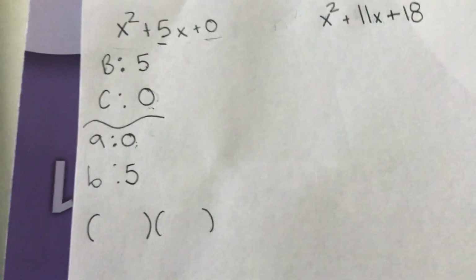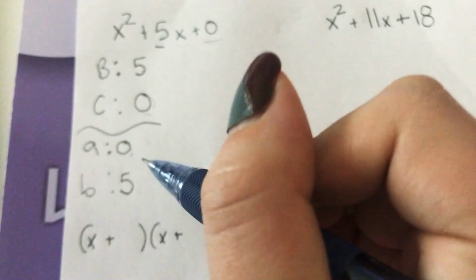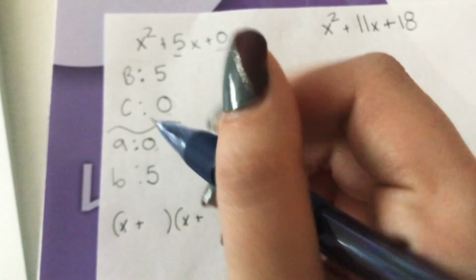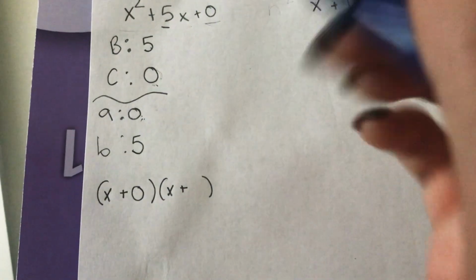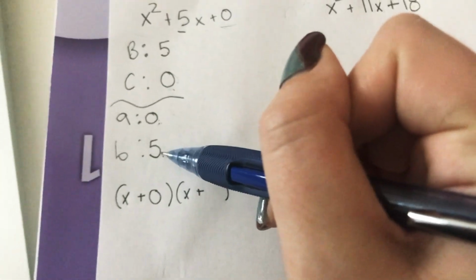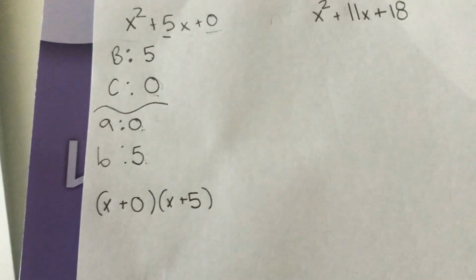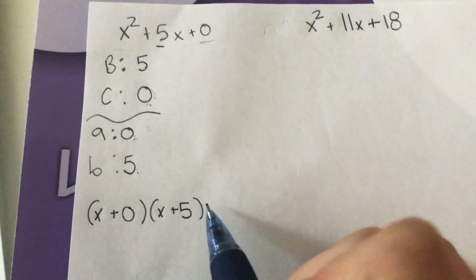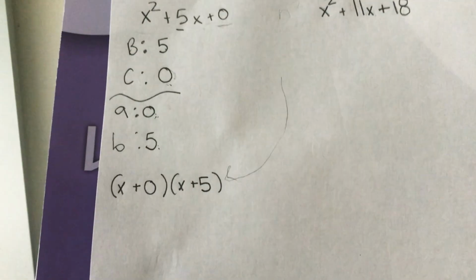So factored form we always have, we can write it out with two sets of parentheses. And it's always in the form of x plus a value. My first factor is 0. So I'm going to have x plus 0. My second factor, b, is 5. So I have x plus 5. So using our rules, it appears that we now have put my standard form into factored form, which is great.